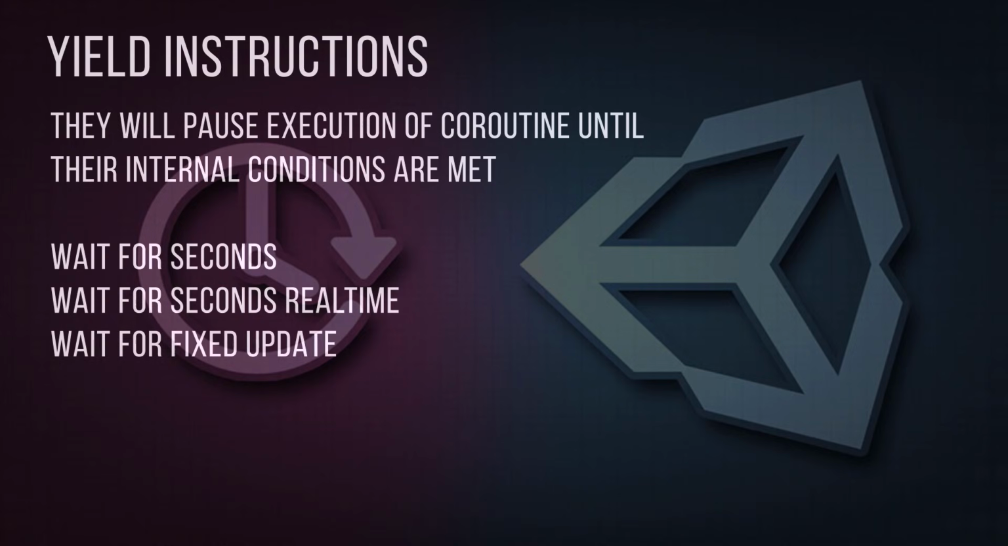WaitForFixedUpdate. This synchronizes our coroutine with the physics engine, pausing it until the next fixed update cycle runs. WaitForEndOfFrame.